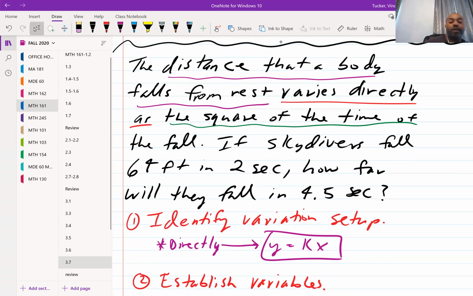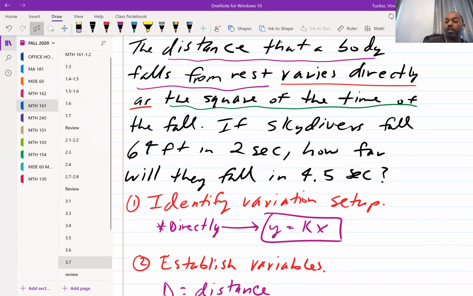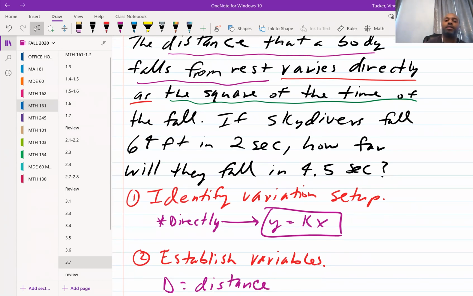Next, we want to establish our variables. Now, what comes in front of varies directly is our y. The distance that a body falls from rest is our y, and that's what comes in front of the equal sign. So D is going to be for distance. Up to you what variable you want. If you want to use W for distance, it's up to you what you want to use for the distance that the body falls from rest. Once again, I use D. It's best that you use something that connects you to that phrasing, but it's up to you.